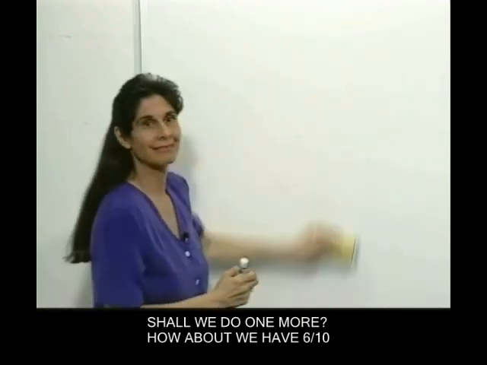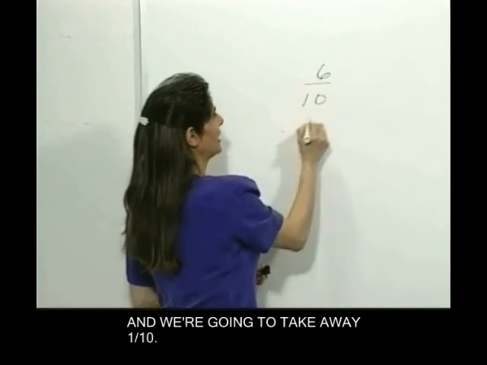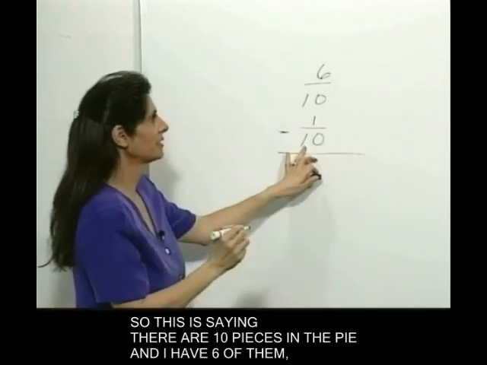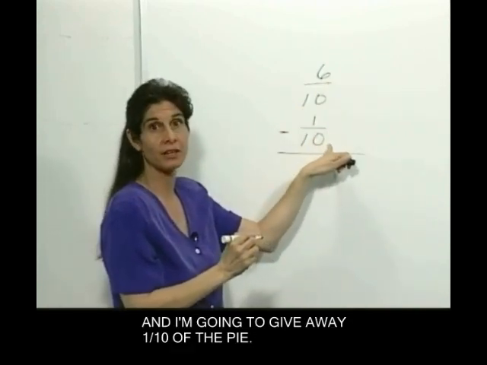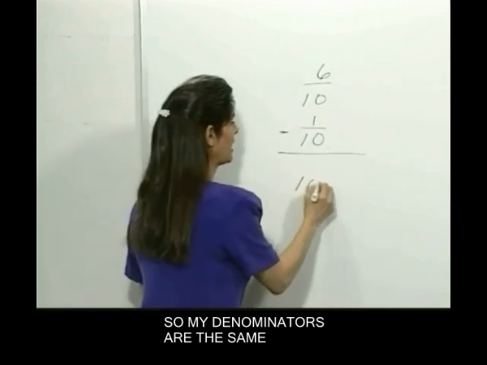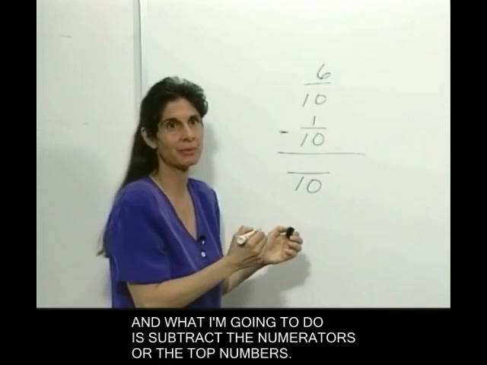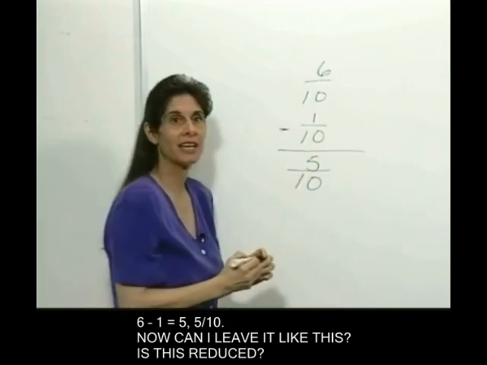Shall we do one more? How about we have 6/10, and we're going to take away 1/10. So this is saying there are 10 pieces in the pie, and I have 6 of them, and I'm going to give away 1/10 of it. So my denominators are the same, and what I'm going to do is subtract the numerators, or the top numbers. 6 minus 1 is 5, 5/10.